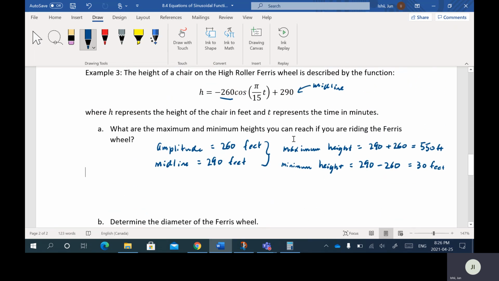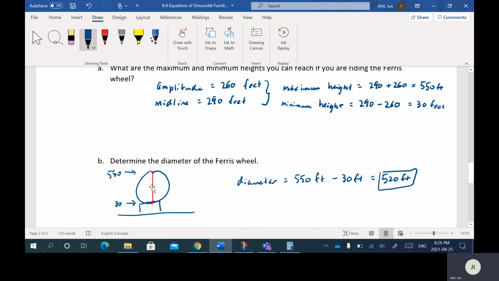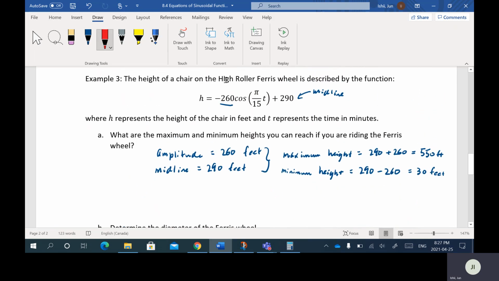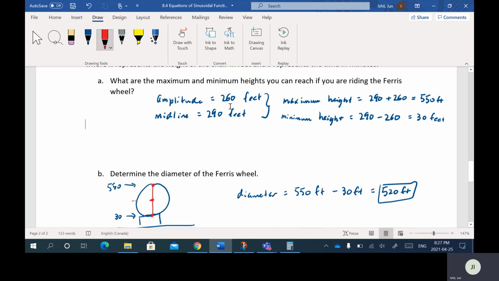It's also equal to, you can think about the amplitude, which is the distance from the center to the maximum or the center to the minimum. So think about it: if I take the 260, which is my amplitude, and multiply it by 2, that gives me 520 feet, which is the diameter.